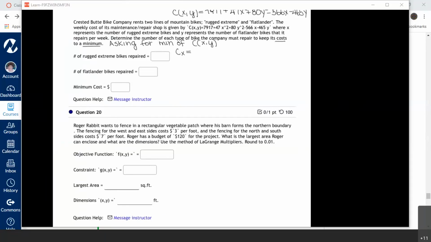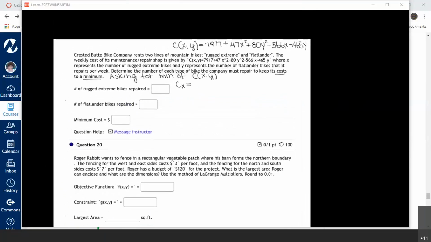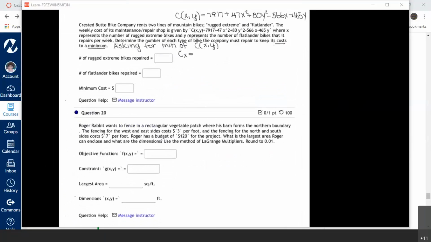So I'm going to look at this equation up here. Okay, so I'm differentiating C of XY with respect to X. Anything that has an X in it, like 47x squared and 566x, will give me a term in here. Luckily, there are no XY terms, so this is a really easy equation to partially differentiate. The 7917 is going to give me a 0 in my derivative.